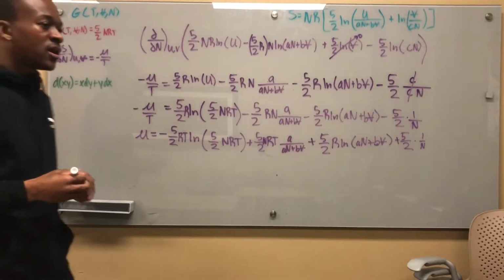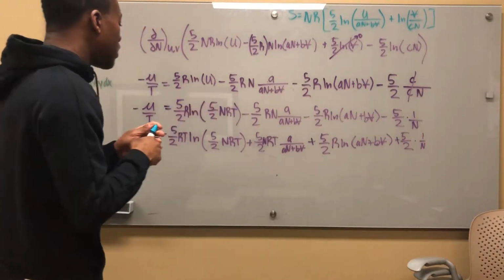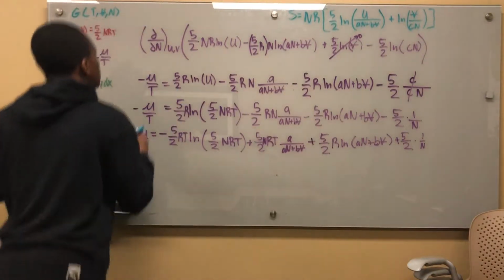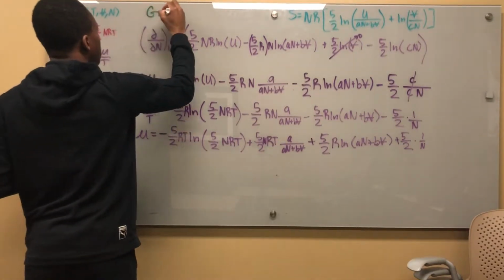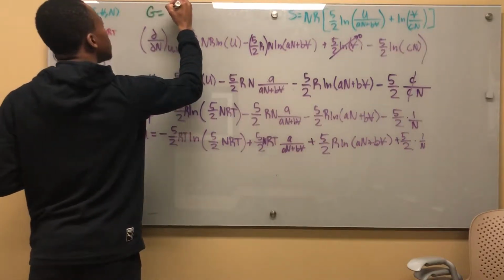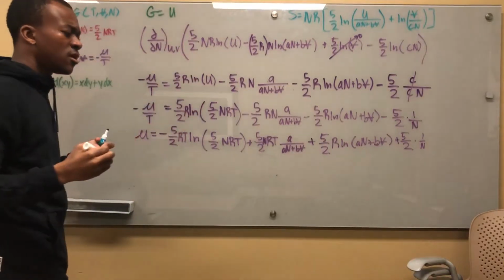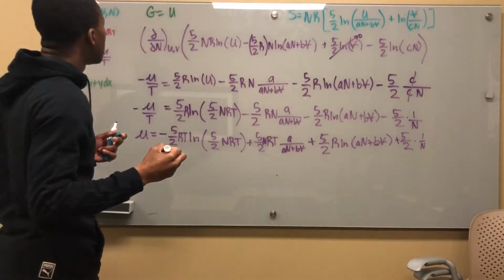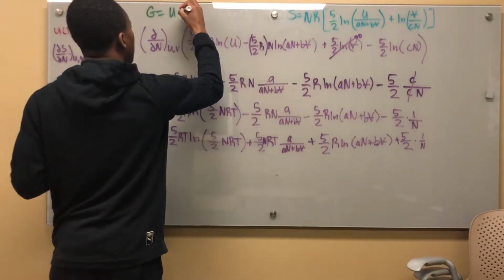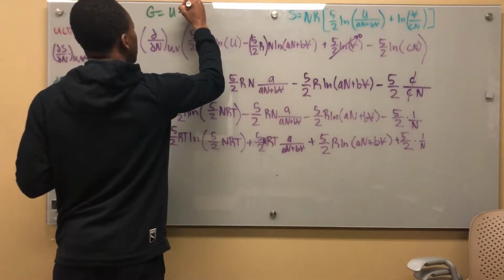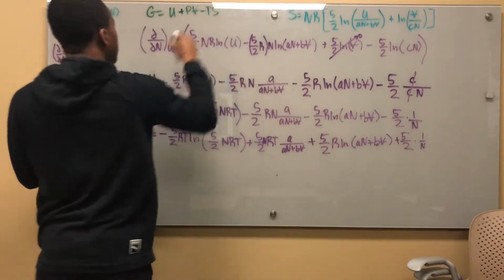Now, the reason I left all of this up here, if you know that G is equal to this. Let me write this in green. Gibbs free energy is equal to this, okay?